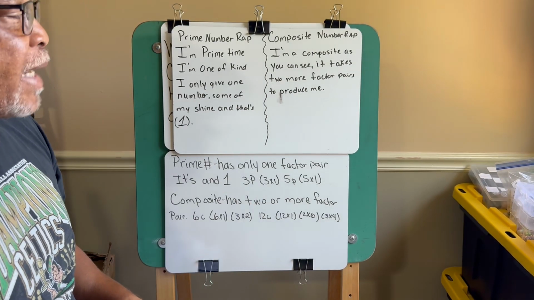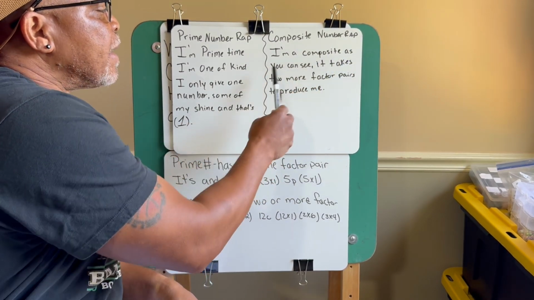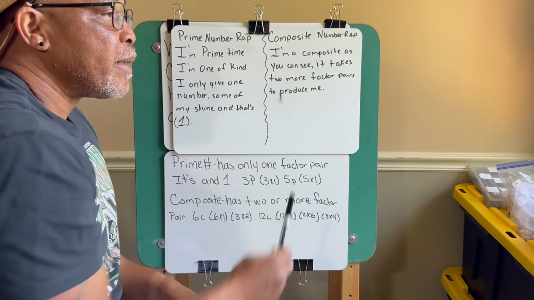Great job, great job. I heard everybody. Composite number rap. I'm a composite. As you can see, it takes 2 or more factor pairs to produce me. Now you say it.